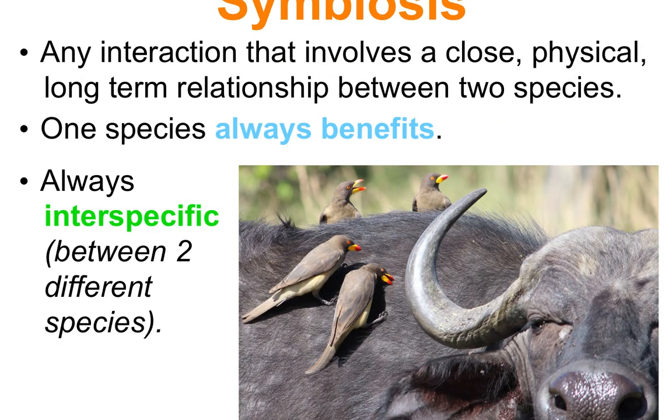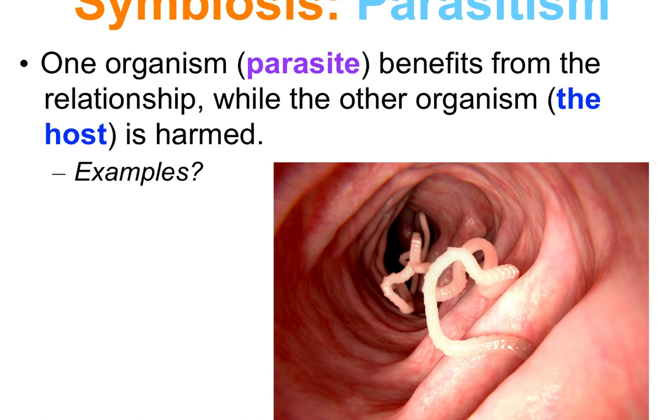Organisms often live in very close proximity to each other. Symbiosis is an interaction that involves a very close, physical, long-term relationship between two species. And there's oftentimes one species that always benefits from this. It's interspecific again, so it's between two different species. So symbiosis, where one species benefits, always between two different species. There are interactions involving a close physical proximity between them.